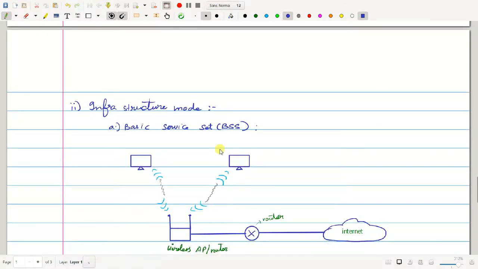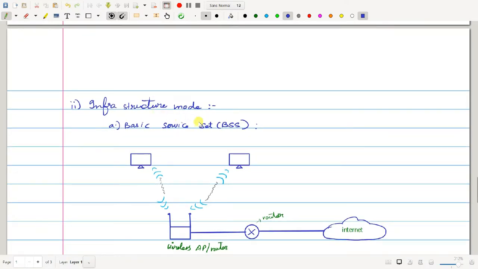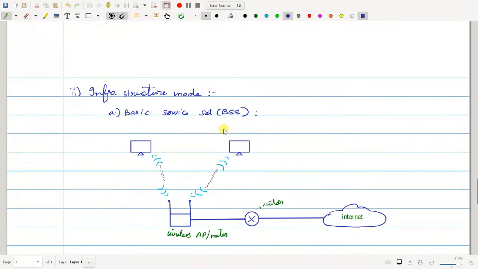In infrastructure mode, there are two types, BSS and ESS. BSS is also known as basic service set. Here, in infrastructure mode, it is a combination of wired and wireless end user devices. Both wired and wireless devices are present here. The wireless access point acts as a bridge between the wireless devices and the wired devices.